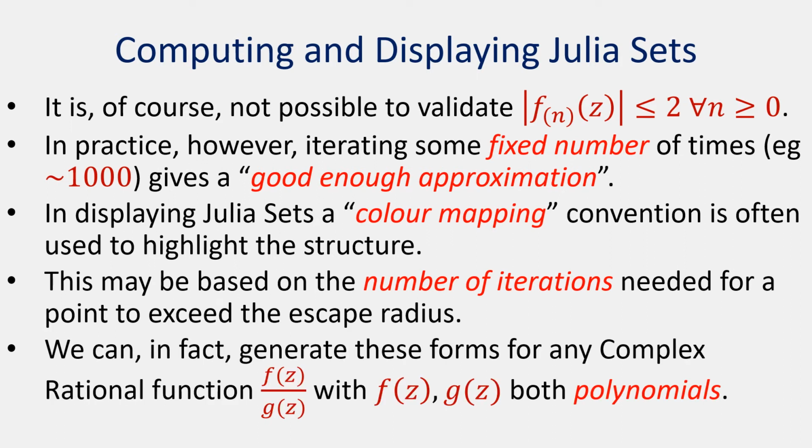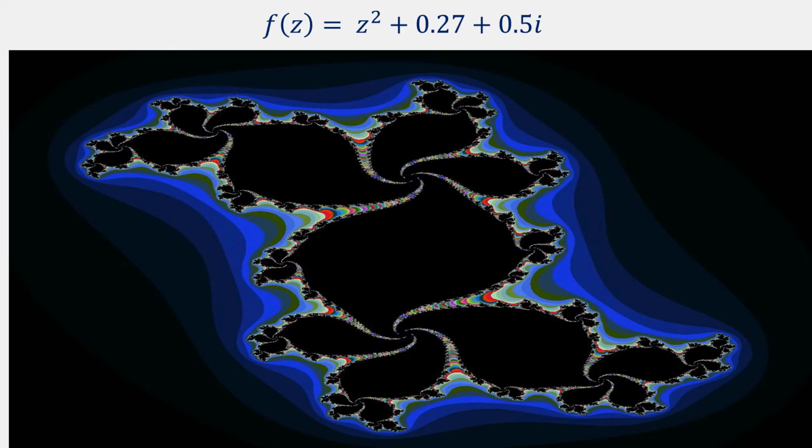Now, the notion of Julia set is not limited just to complex quadratic functions. It can in fact be shown that this is a well-defined notion for any complex rational function. So functions in which we're dividing one complex valued function by another complex valued function, where both of the functions involved are complex polynomials.